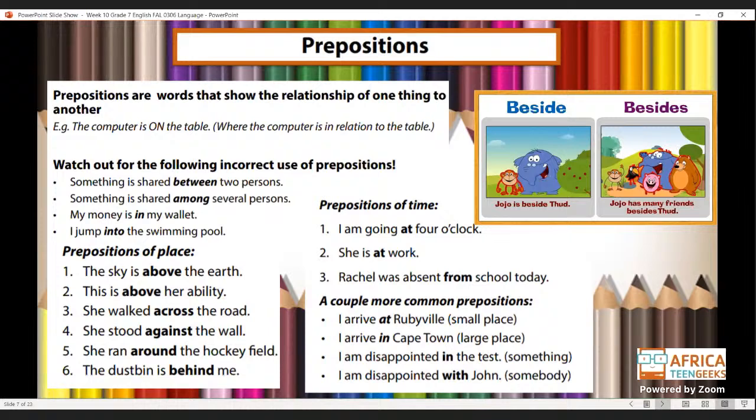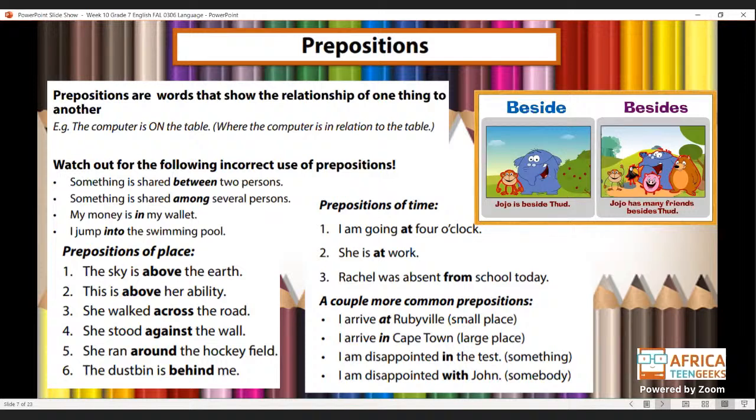And there are more prepositions that we use a lot, like for places, for something, for somebody. I arrive at Rubyville. I arrive in Cape Town. So at is for a small place. Look at that carefully. When you arrive at a small place or a small area, you use at. When you arrive in a big place, like a country or a city, you say in. I'm disappointed in the test. So you're disappointed in something. I'm disappointed with John. That's when we're talking about somebody. So you use in when you're disappointed with a thing and with when you're disappointed with a person.